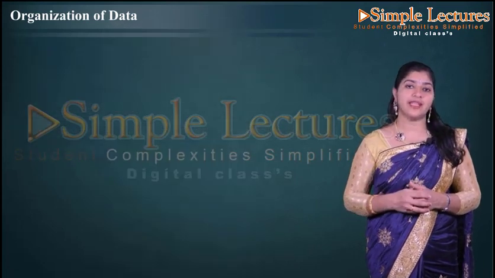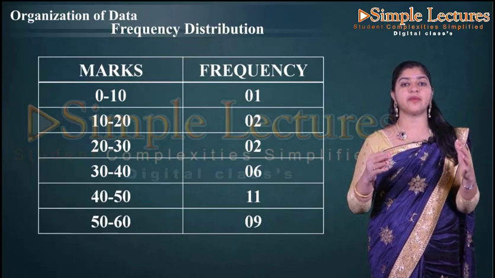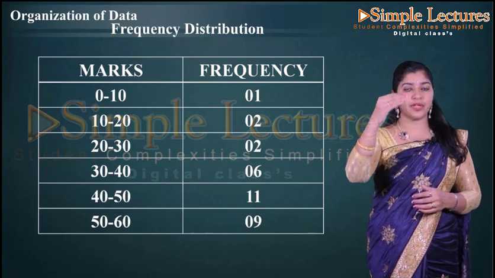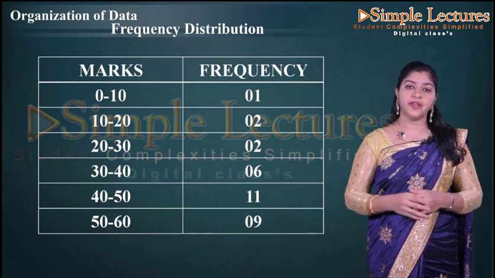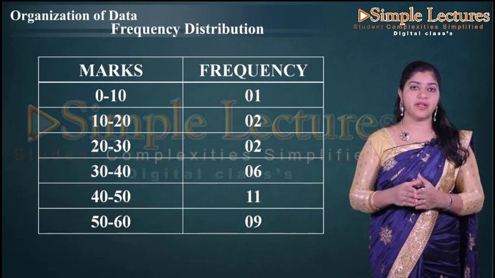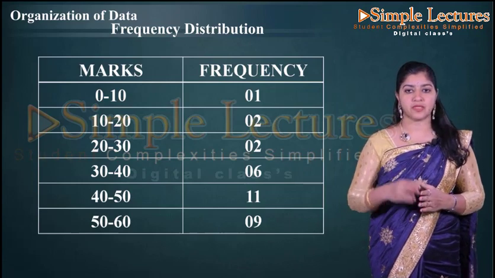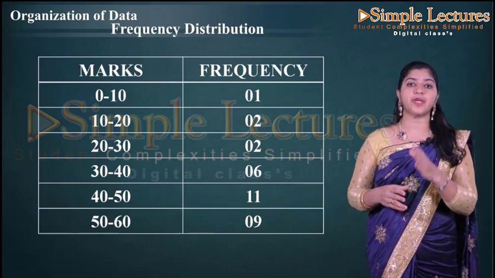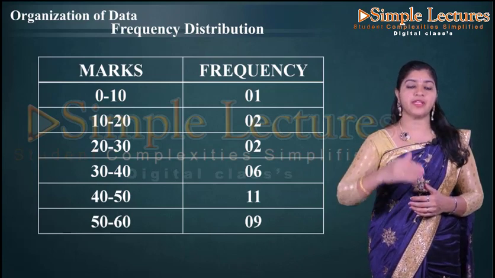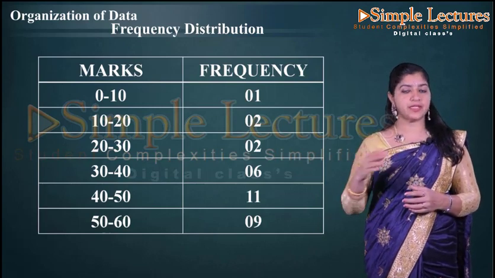Now let us go to the next topic, frequency distribution. We already made the table which showed 50 students' economics marks according to how they achieved them. Now when we arrange the marks into a proper order, we can see in the table 0 to 10. Between 0 and 10, how many people got the marks? 1 person. Between 10 and 20, how many? 2 people. So when we arrange in this proper way, it is known as frequency distribution.